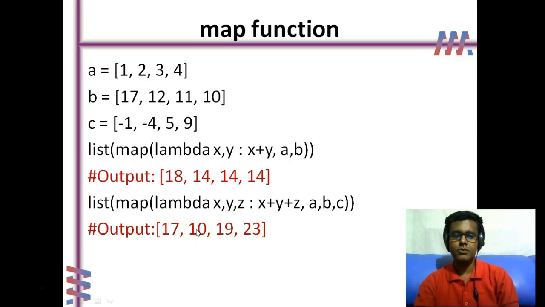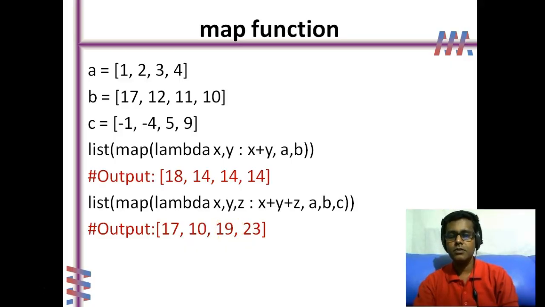Second value is 2 plus 12, 14 minus 4, 10. Then third value is 3 plus 11, 14 minus 5, 14 plus 5, 19. Then fourth value is 4 plus 10 plus 9. So 14 plus 9, 23.